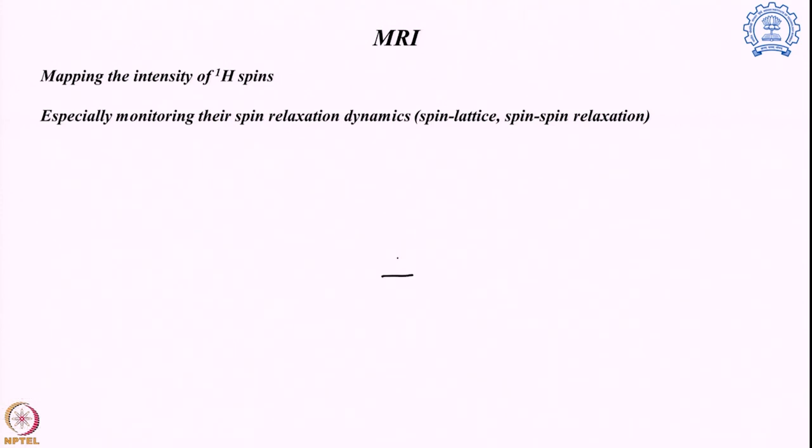Whenever we put an external magnetic field, the two states split up, I equal to half and I equal to minus half. And whenever we excite that with the electromagnetic radiation, some of the spins flip and go to the excited state, from plus half to minus half. And then it relaxes back again. And then we give the electromagnetic radiation so that it can go back again. So this process continues. When the high energy nuclear magnetic spin state comes down to the ground state, it is known as the spin relaxation.